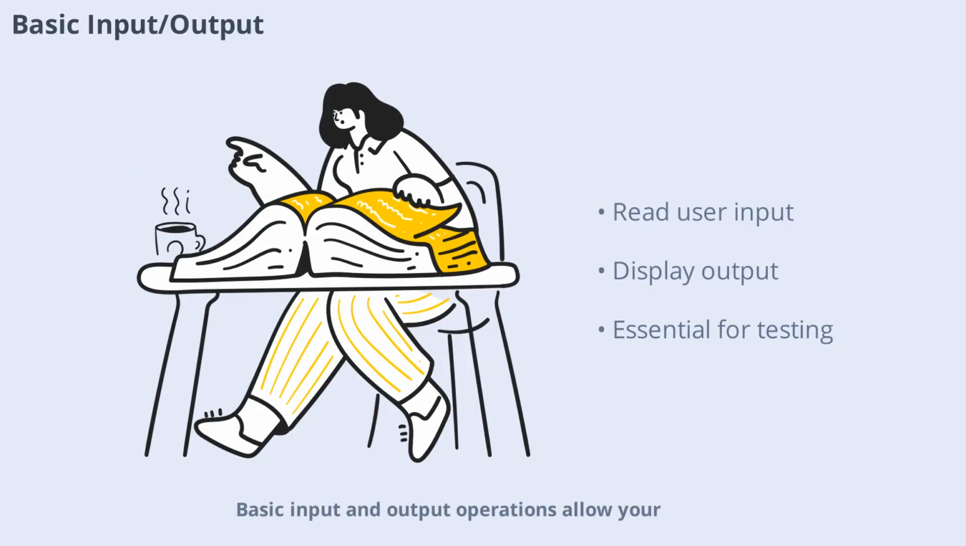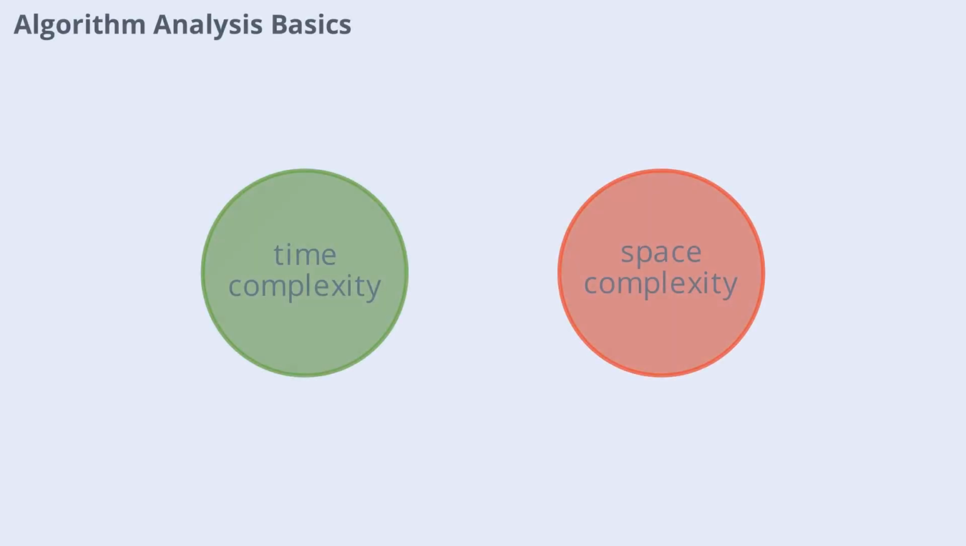Basic input and output operations allow your program to interact with users and other systems. Reading data from the user and displaying results are fundamental skills. Mastering I/O is essential for testing algorithms and handling real-world data. As you progress, you'll see how efficient I/O can impact the performance of your solutions, especially when dealing with large datasets.